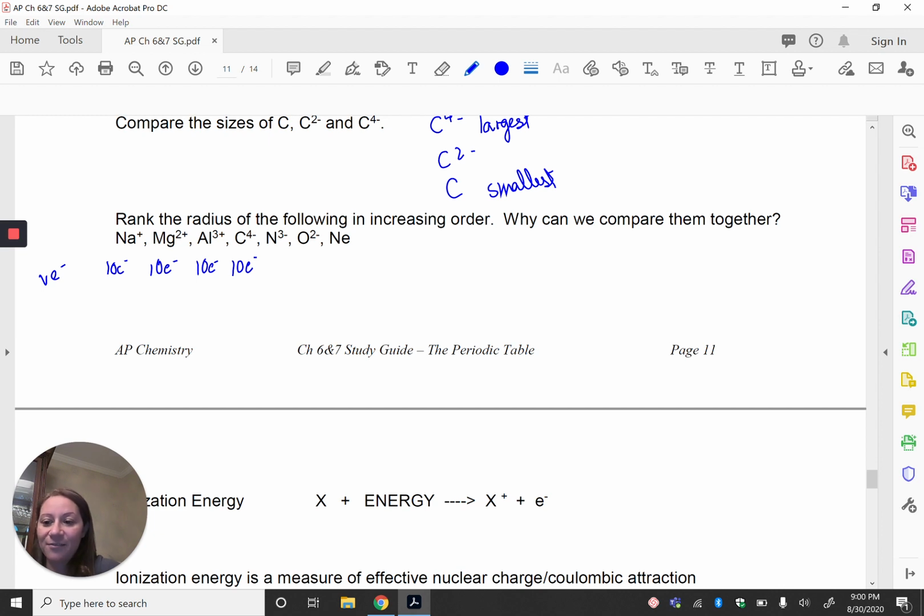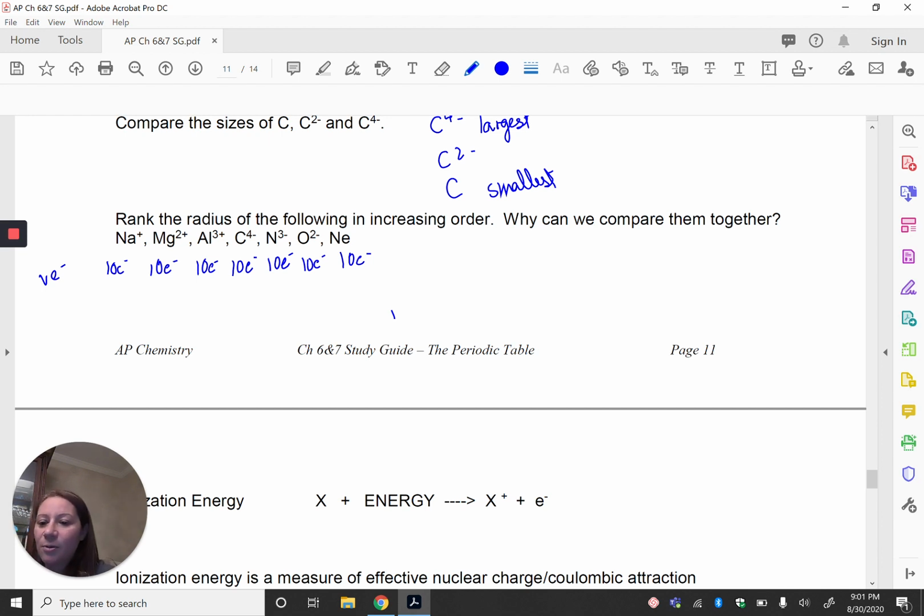Nitrogen normally has 7. 3 minus means it gained 3, so 10 electrons. Oxygen normally has 8. 2 minus means it gained 2. And neutral neon has 10 valence electrons. So all of them have the same number of valence electrons. Therefore, we can compare between their sizes. In order for you to compare between ions, they either have to have the same number of protons or the same number of electrons, one or the other.